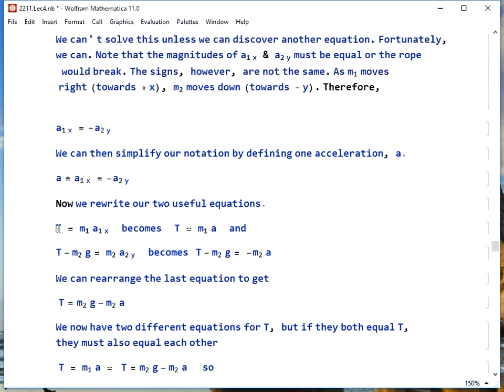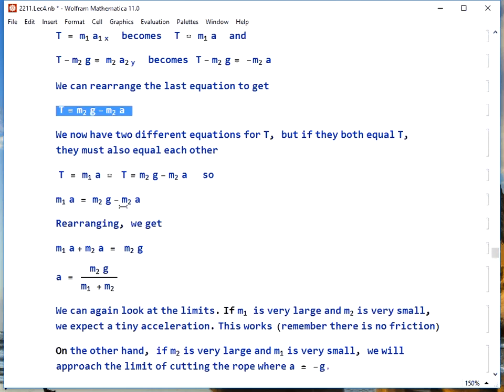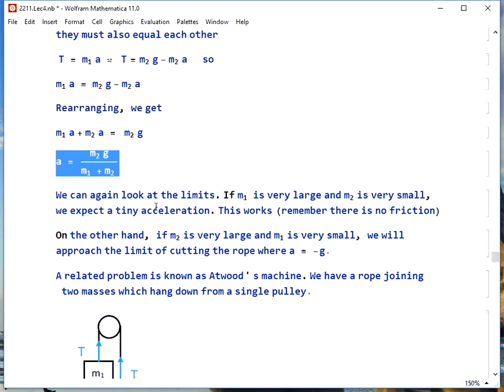We rewrite our equations. T equals m1a1x is now just T equals m1a, and T minus m2g equals m2a2y. We get T minus m2g equals negative m2a, because again, a2y is negative a. We rearrange this last one, we get T is m2g minus m2a. Now we have two different equations for T, but if the tensions are the same, these equations have to equal each other. So we could say m1a from the first equation equals m2g minus m2a from the second. We could rearrange that and get that acceleration is m2g over the total mass.